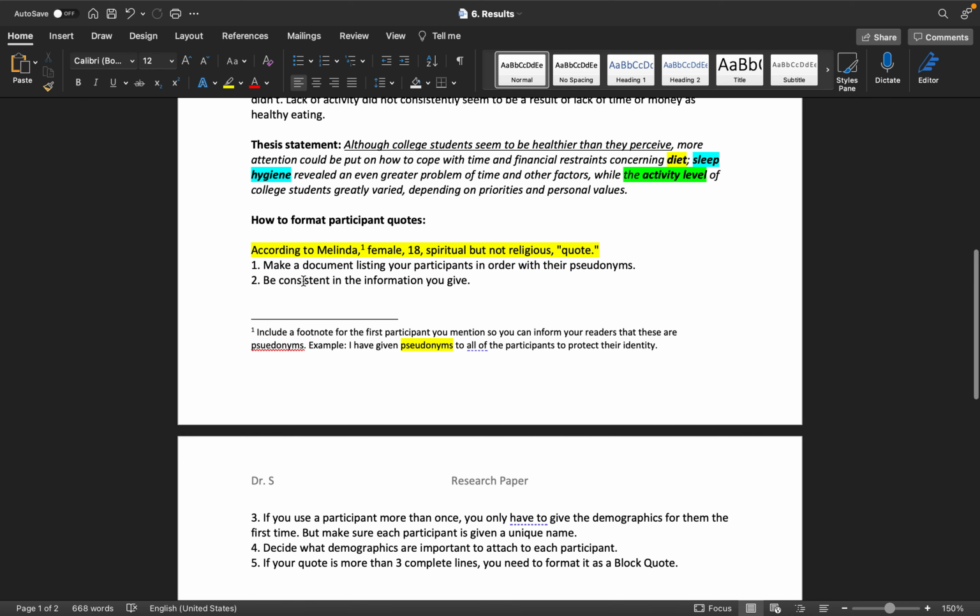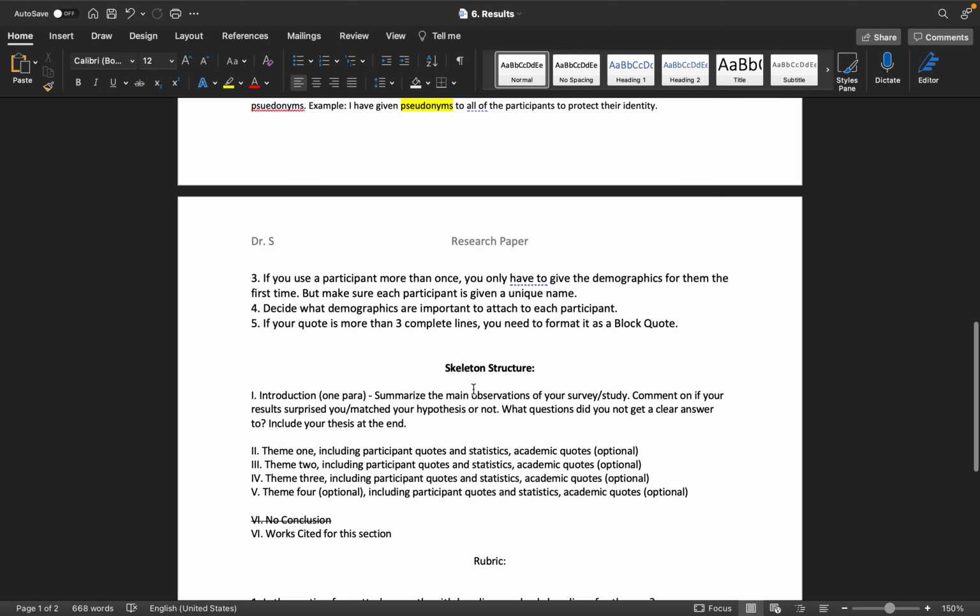Okay, so just be consistent. If you put gender for one participant, put gender for all of the participants. If I quote Melinda again in another theme or subtopic, I don't have to give her demographics again, because people will remember, or they can look back to when I quoted Melinda the first time. So I put that right here.